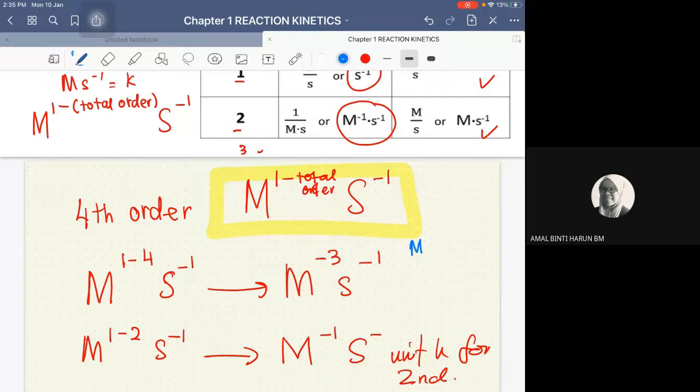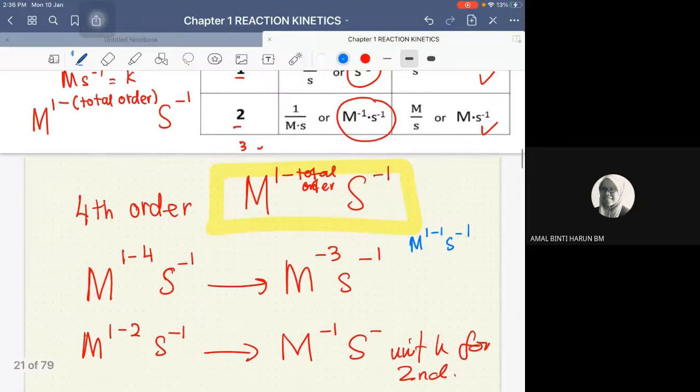1 minus, kalau you nak buktikan betul-betul, you substitute value lah. Tapi saya nak tunjuk cepat lah. Konon-konon you nak tahu order tu, unit bagi setiap order tapi malas nak substitute. So 1 minus tadi apa? First order, total order 1 minus 1. S negative 1. So 1 minus 1, 0. M power of 0 per second. So M power of 0, 1. So unit dia per second. So ini first order. Okay.